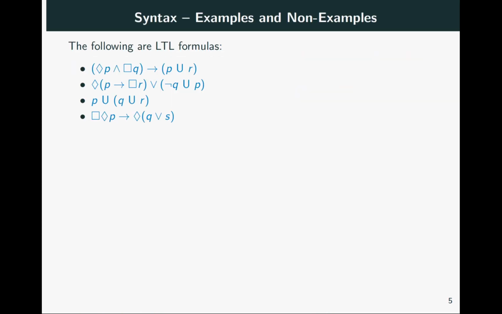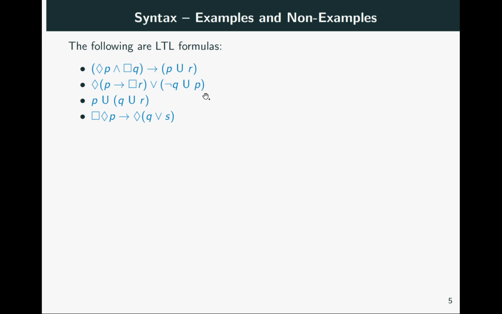Here are more examples of correctly constructed formulas. By the way, this does not mean that they are true. We have not yet clarified what truth means for LTL. It just means that they are syntactically correct. They are syntactically correct because they are built starting from atoms and applying the unary or binary connectives to correct numbers of arguments. 1 for unary connectives and 2 for binary connectives.